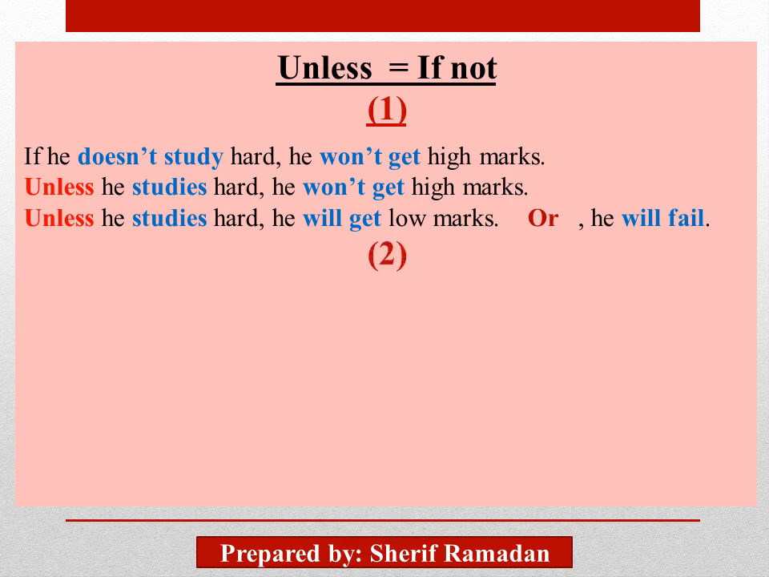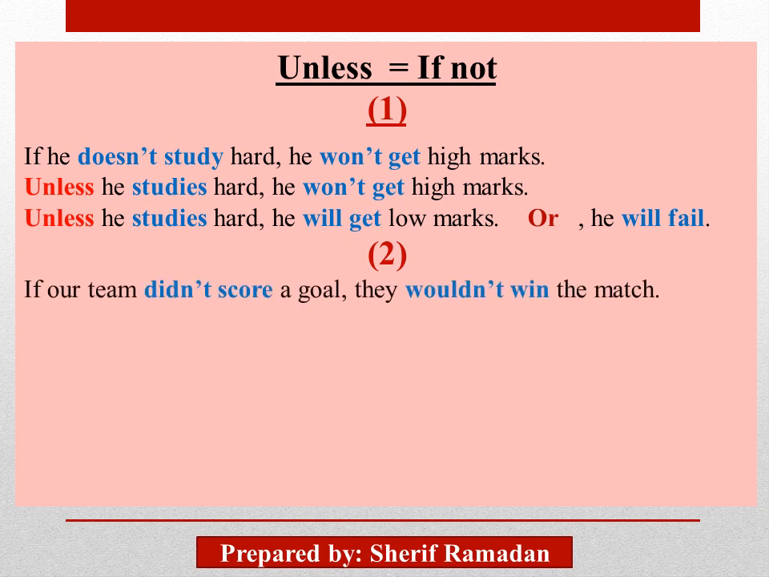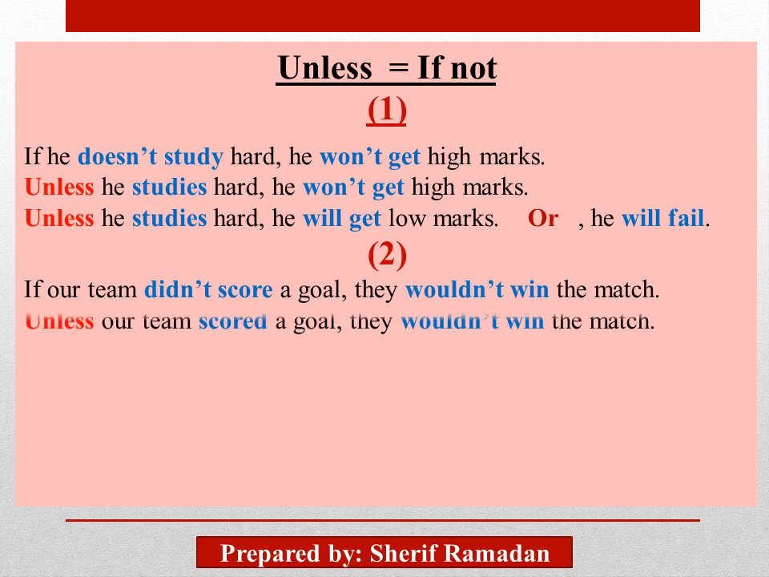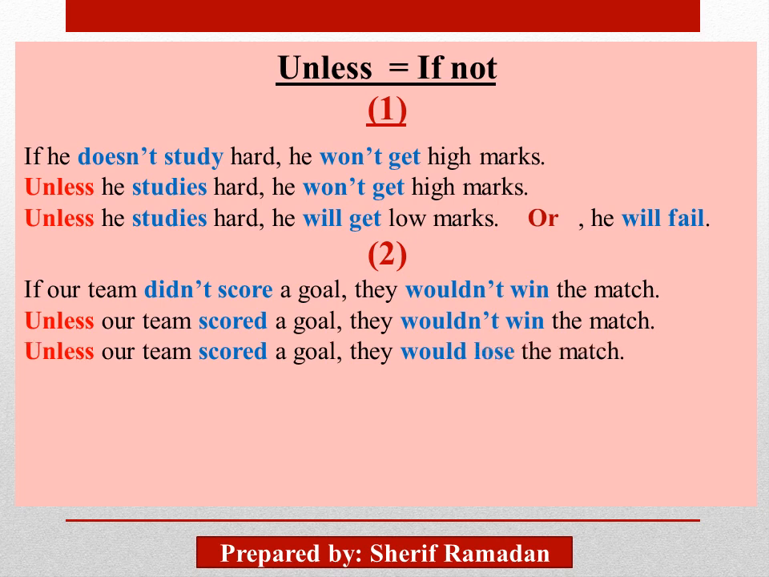For the second conditional, if our team didn't score a goal, they wouldn't win the match. We replace if with unless. Also, we replace didn't score with the affirmative form, which is scored. So the answer will be unless our team scored a goal, they wouldn't win the match. Or we can say unless our team scored a goal, they would lose the match.